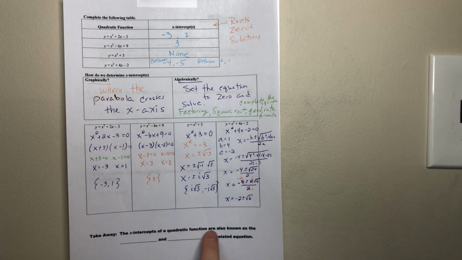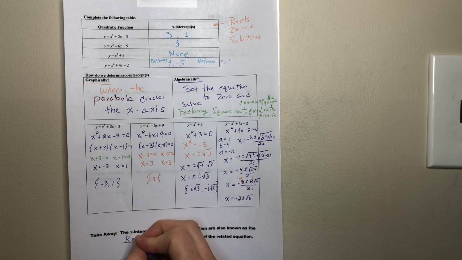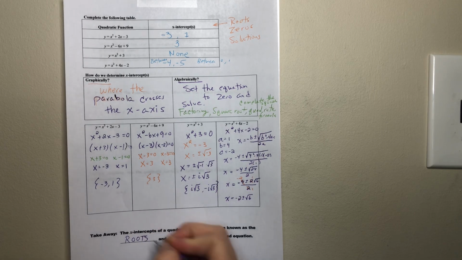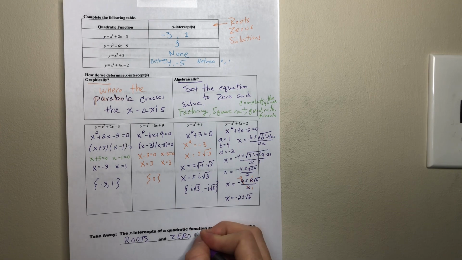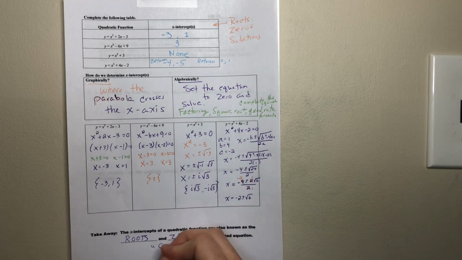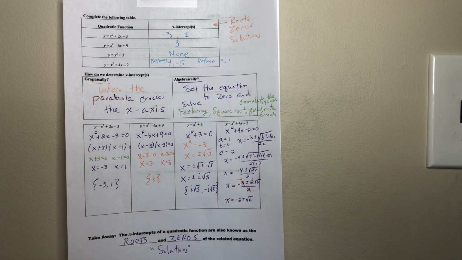All right, so here's our takeaway. The x-intercepts of a quadratic function are also known as the roots. They are also known as the zeros. And sometimes you might even refer to them as the solutions of the quadratic equation there.